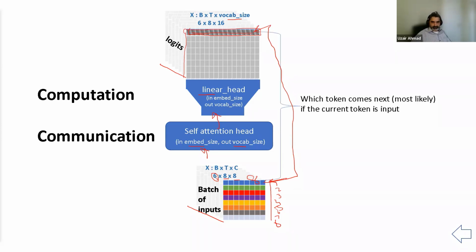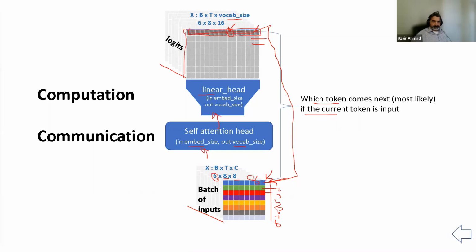What we are trying to make this network learn is which token comes next, which is the most likely token if the current token is this input. So for blue input, we will look at these numbers, 100, 50, 200, as long as your vocabulary size. There will be one number that will be largest. That index corresponds to the token that is most likely after blue word. After green word, we will look at this. After red word, what is most likely, we will look at this position.